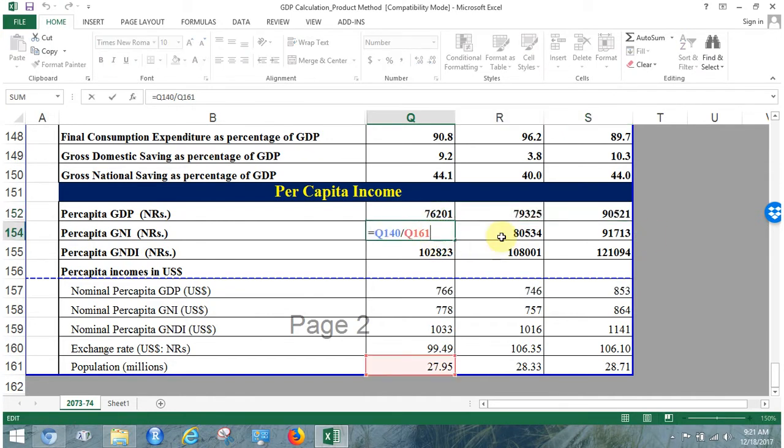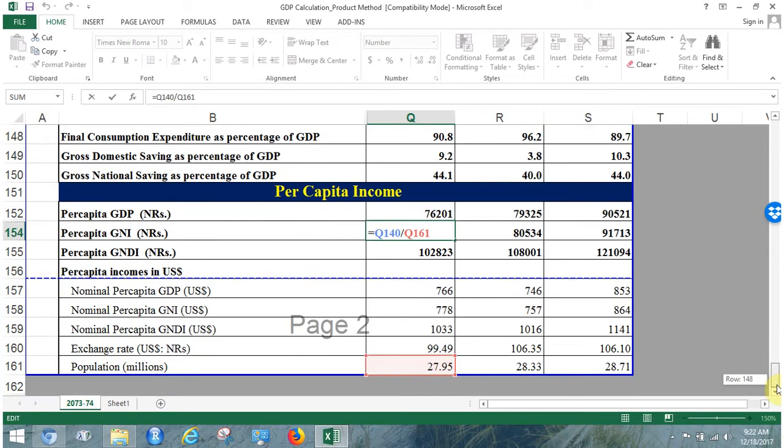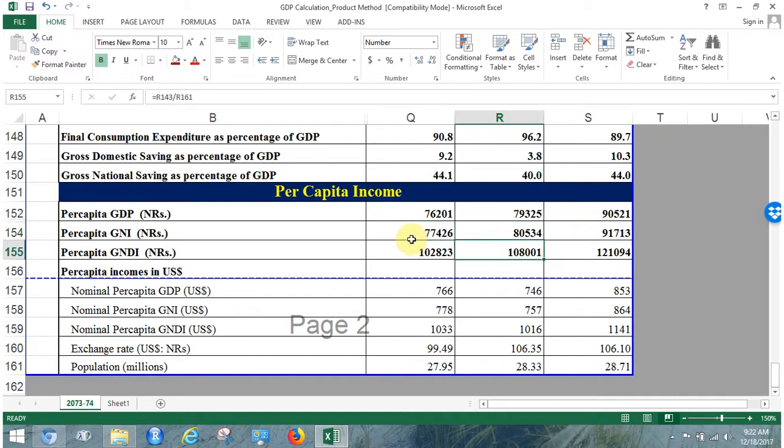To calculate per capita GNI, we divide the value of GNI, which is 2164 billion, by 27.9 million. This gives us the value of per capita GNI as 77,426 Nepalese rupees. So we can similarly calculate the per capita GNDI by dividing gross national disposable income by population.